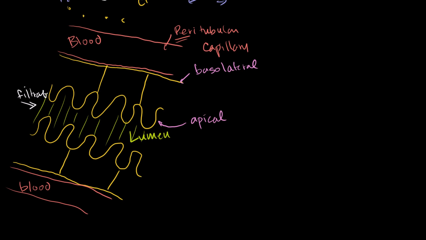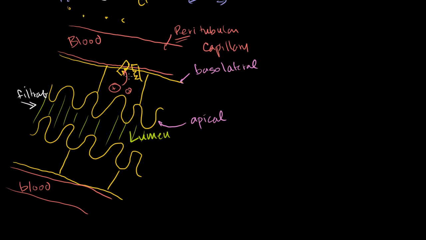Let's think about what happens with the glucose. What happens is we actually have sodium-potassium pumps on the basolateral side of these cells. I'll just draw one right here. And you might want to watch the video on sodium-potassium pumps. I have a whole video on it. But the idea here is that sodium, maybe I'll draw as plus particles right there.